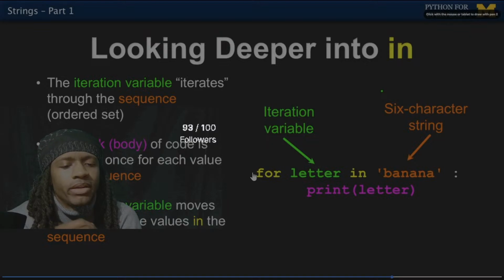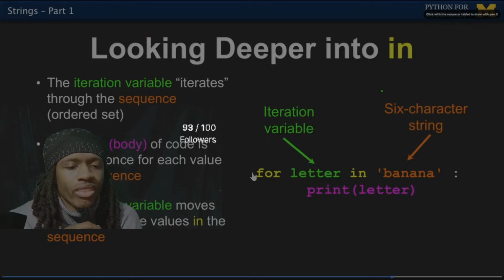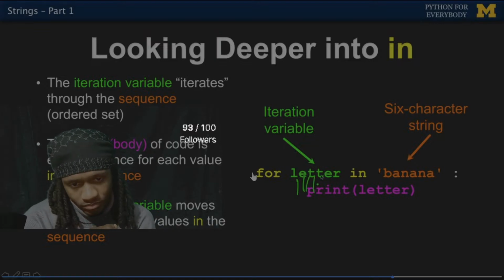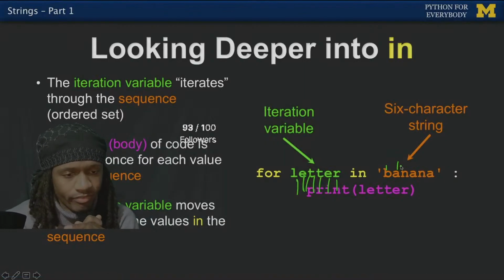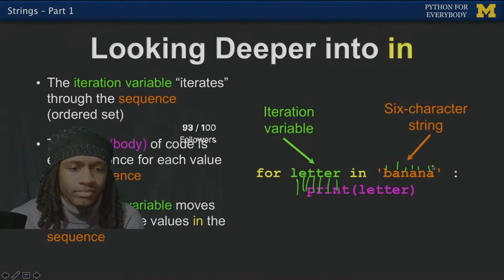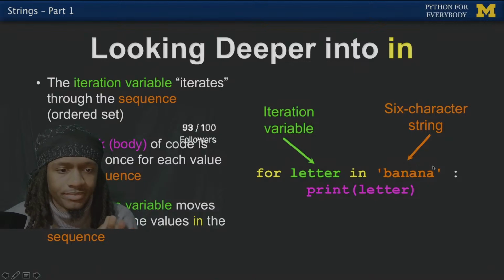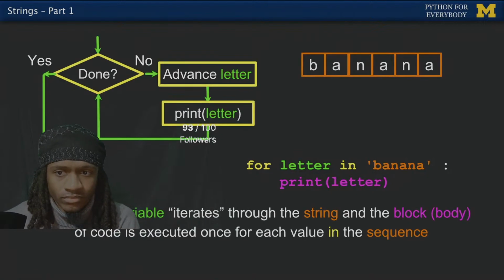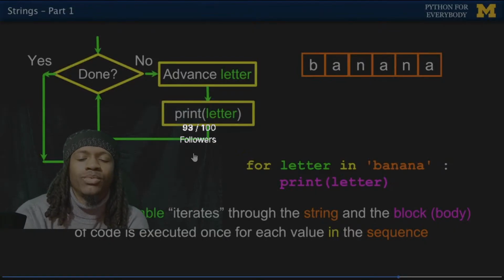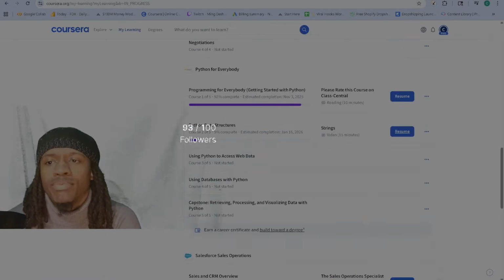For letter in banana, print letter. Run this loop 6 times. 1, 2, 3, 4, 5, 6. Do it. Take care of all of the small details for me, right? And this, again, for me, is the magic of the for loop. So what happens when I print letter?